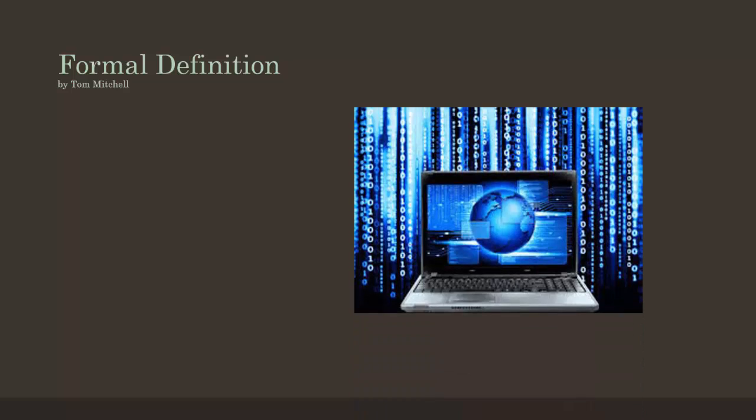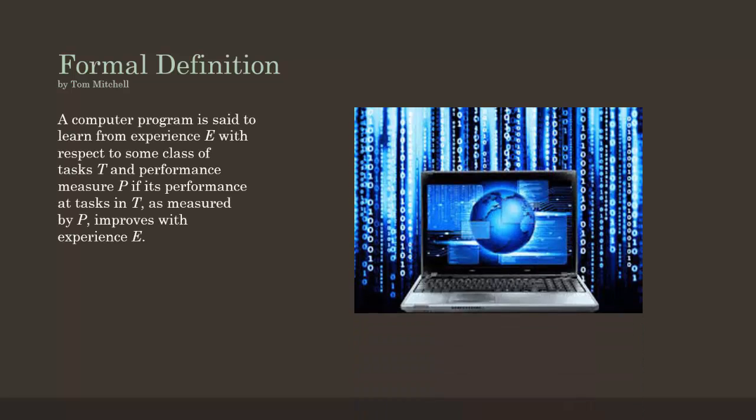The formal definition of machine learning says a computer program is said to learn from experience E with respect to some class of task T and performance measure P if its performance at task T, as measured by P, improves with respect to the experience E. This is what practically we do ourselves.